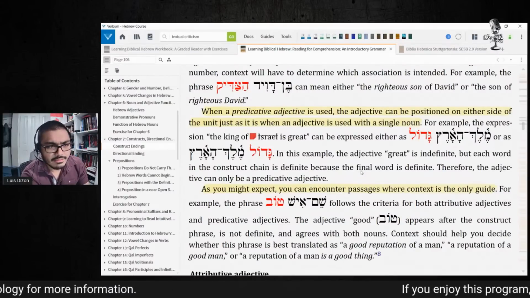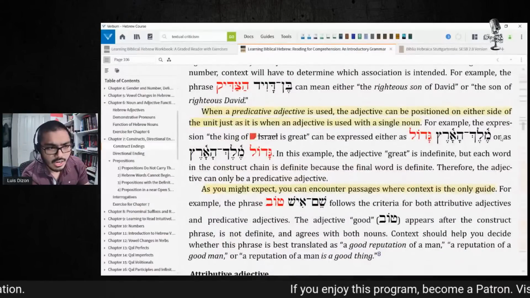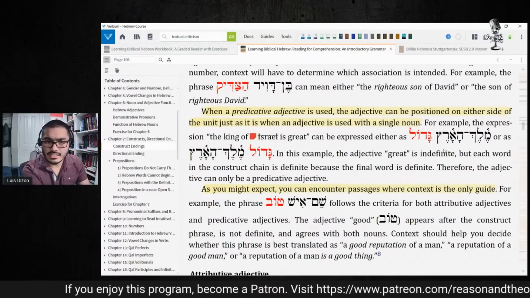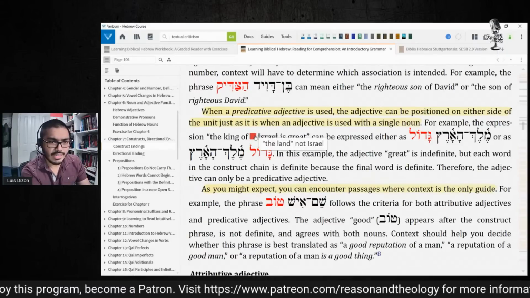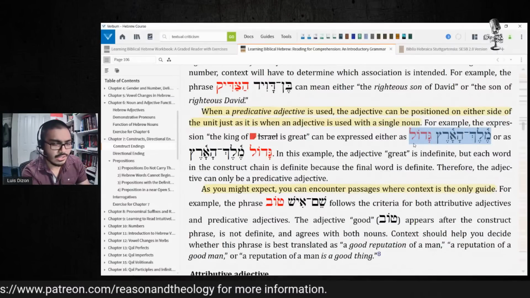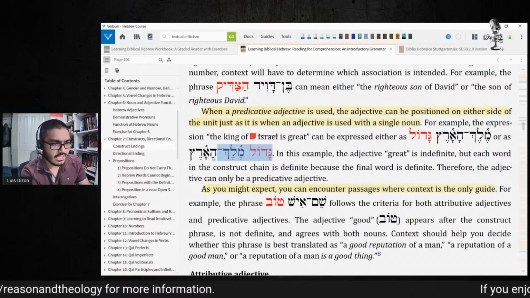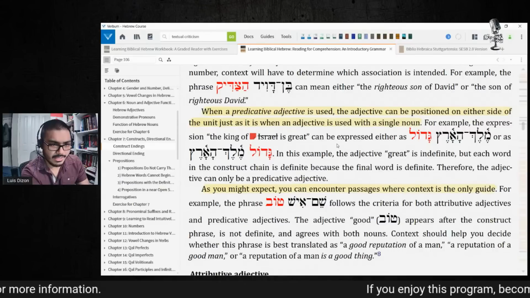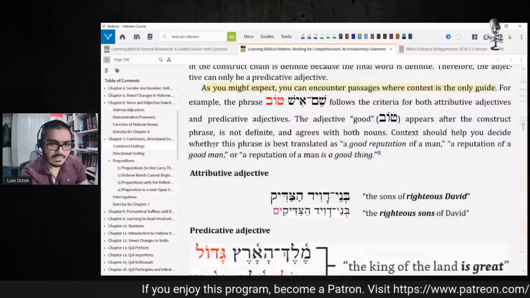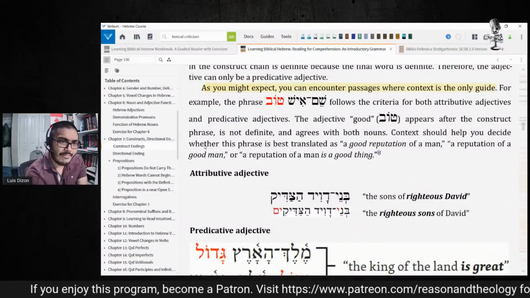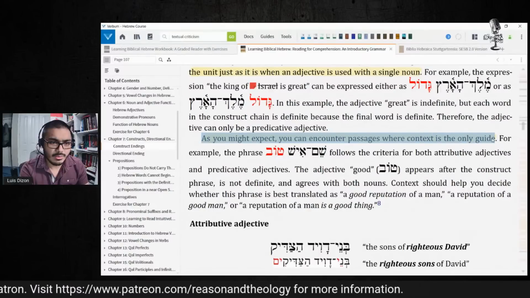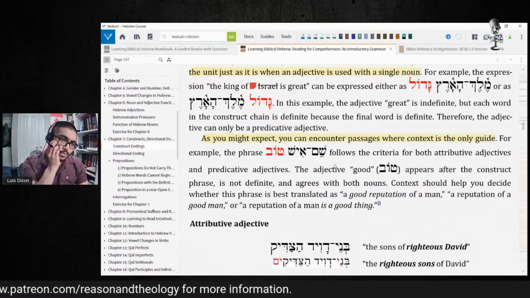Now, a predicative adjective, unlike the attributive, can be positioned on either side of the noun or the construct. So let's say the king of the land is great, not Israel. You can say Melech Haaretz Gadol, or you can say Gadol Melech Haaretz. Either way, it means the same thing. The king of the land is great. And then, of course, there are situations where it could be ambiguous.